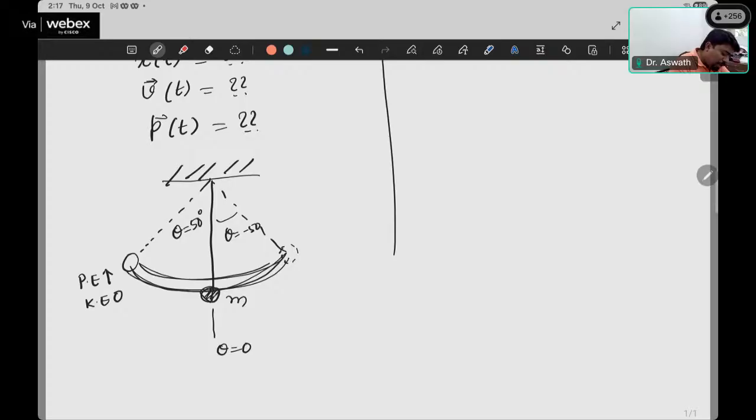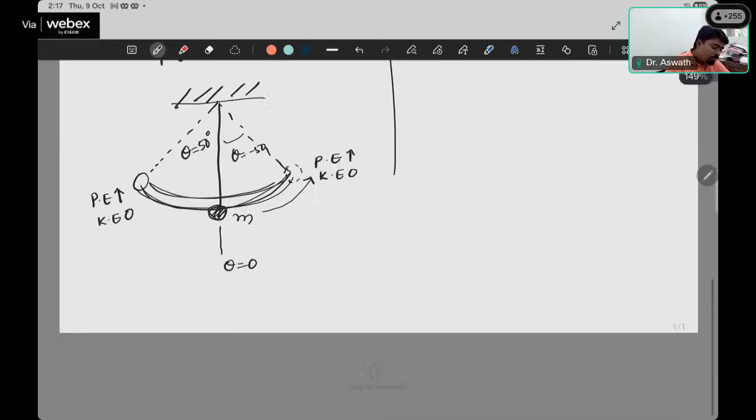When it comes back to the equilibrium point, we say the potential energy achieved its 0 value, because we will treat potential energy at the equilibrium point as 0. Okay, right? So the potential energy becomes 0, then it goes up, the potential energy becomes maximum, kinetic energy becomes 0, then it comes back.